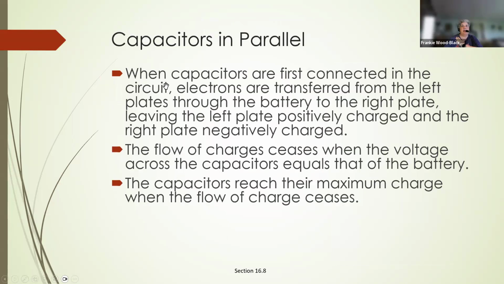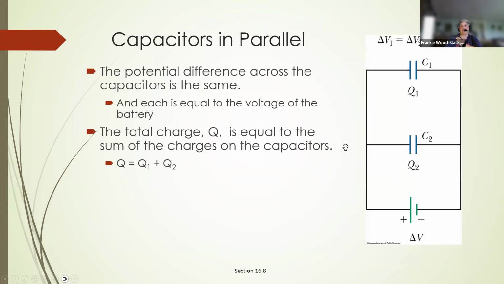Now, when the capacitors are in parallel, the flow of the charges ceases when it equals the voltage of the battery. So they're going to be positively charged. These are going to be there. So the potential across this one, if I take my multimeter and I actually measure across this, and across this, it's going to equal the potential of my battery. So if I start with a 9-volt battery, this is going to be 9 volts. That's going to be 9 volts.